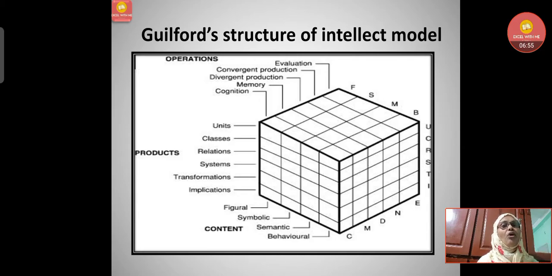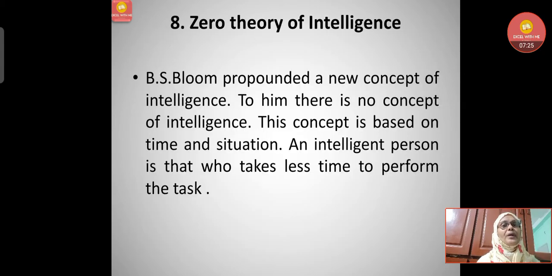And then comes the operations. In the operations, what happens? Cognition, that is the thinking ability, then the power of memory. We understood that knowledge, understanding, and then divergent production, that means different things we will understand. Convergent means closed, and that is convergent production. Then happens the evaluation. So this is the structure of intellect model given by Guilford.